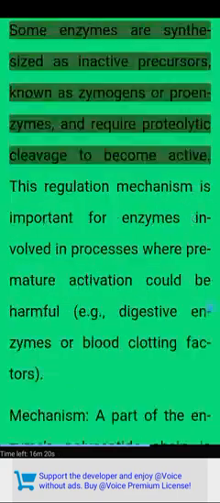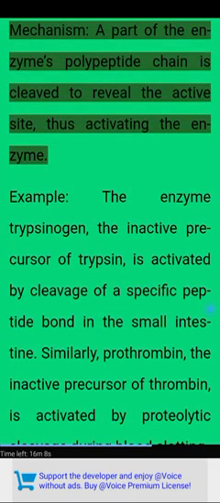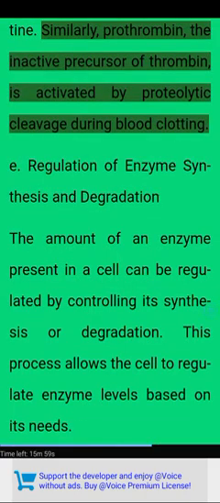D. Proteolytic cleavage. Some enzymes are synthesized as inactive precursors, known as zymogens or proenzymes, and require proteolytic cleavage to become active. This regulation mechanism is important for enzymes involved in processes where premature activation could be harmful, e.g., digestive enzymes or blood clotting factors. Mechanism: a part of the enzyme's polypeptide chain is cleaved to reveal the active site, thus activating the enzyme. Example: trypsinogen, the inactive precursor of trypsin, is activated by cleavage of a specific peptide bond in the small intestine. Similarly, prothrombin, the inactive precursor of thrombin, is activated by proteolytic cleavage during blood clotting.